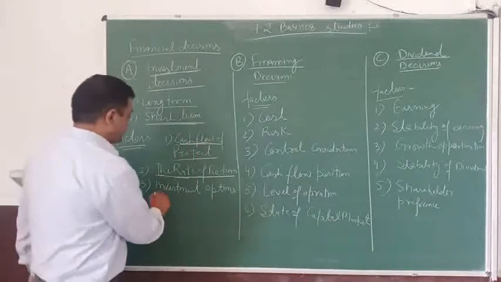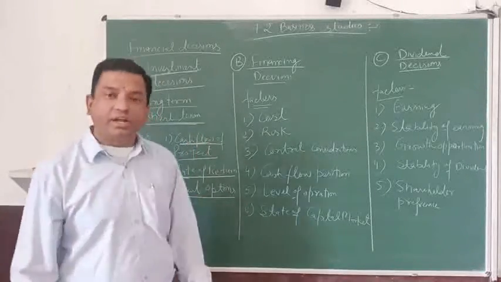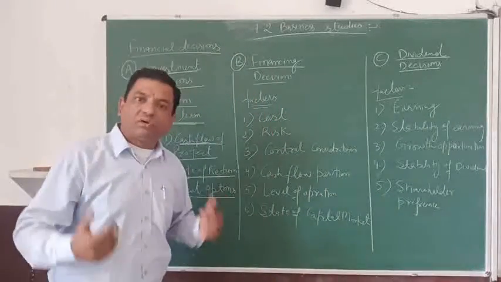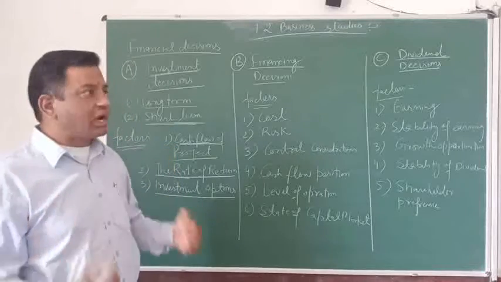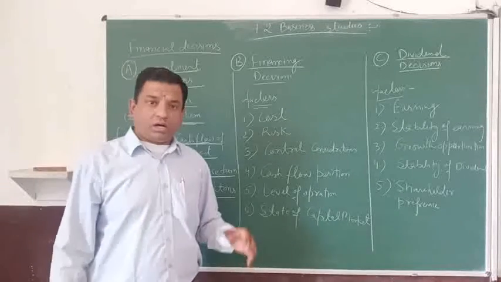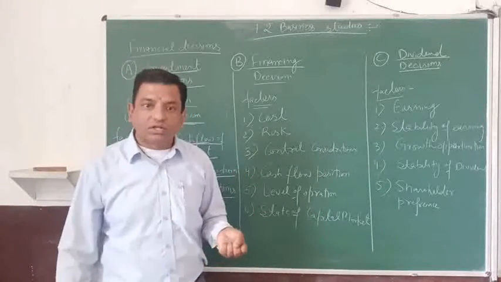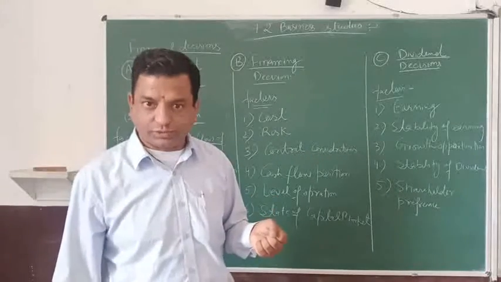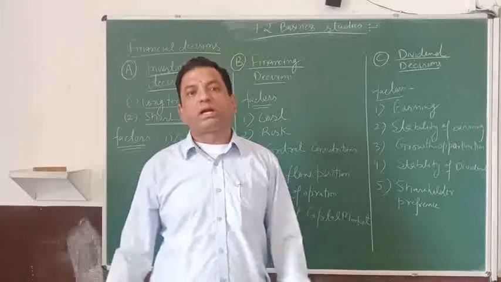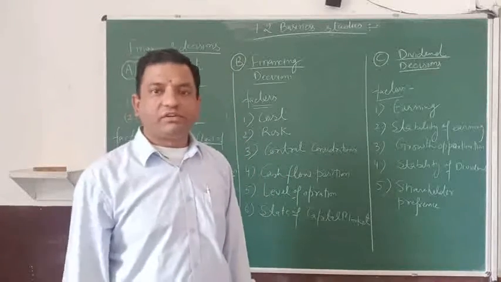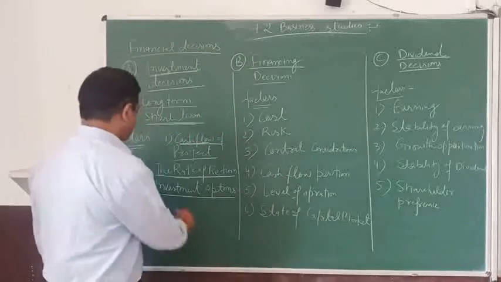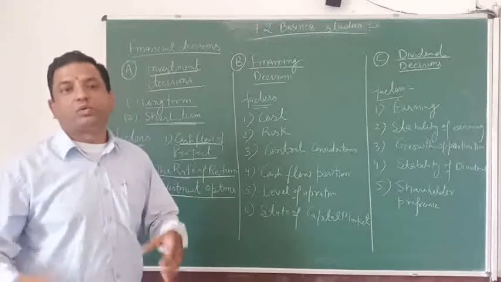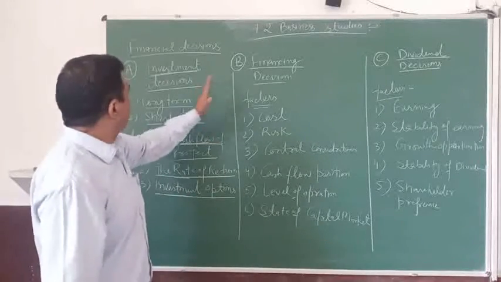The last factor in that case is the investment criteria or investment option. What type of option is available for me? Like if I am living in an area where the stock market is not there, then I cannot invest in shares and debentures, right? If the stock market is easily approachable and available, then I can invest in shares and debentures. These are the investment options for me to invest. This is the investment decision.